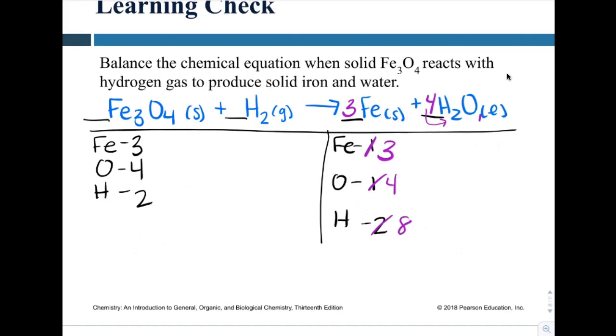So come over back to the left side. What number do I put here to give me 8? So what times 2 is equal to 8? If I put a 4 here, my 4 times 2 is equal to 8. And you can see that I have 3, 4, 8, 3, 4, 8. This is balanced.